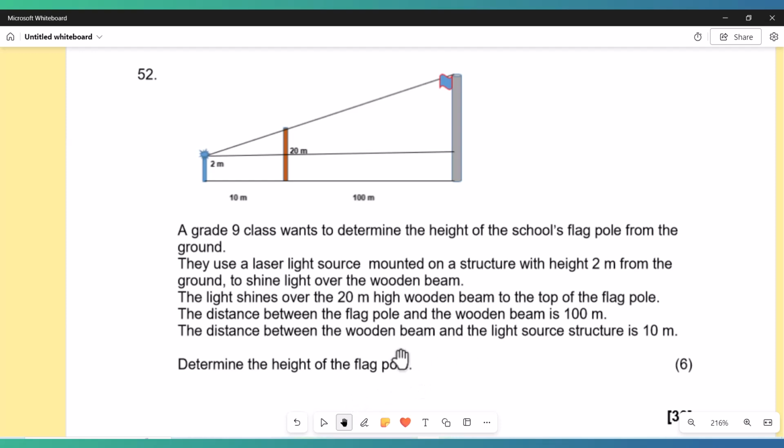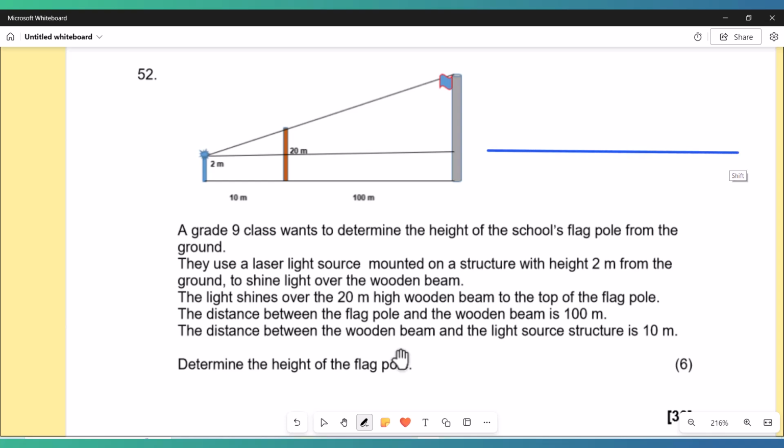All right, so let's check it out here. I want the height of the flagpole. What do I do here? Now for this case, this is 10 here, this is 100. I want the height here. So this is 2 meters here. I'm going to have the triangle like this. Consider this one here like this. So from here, I have two triangles like this.